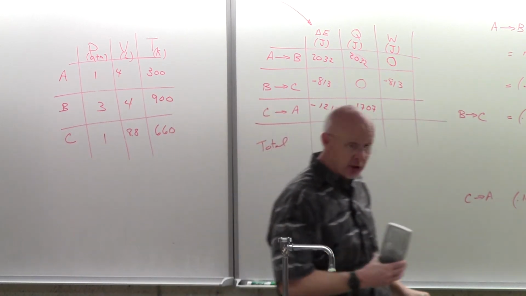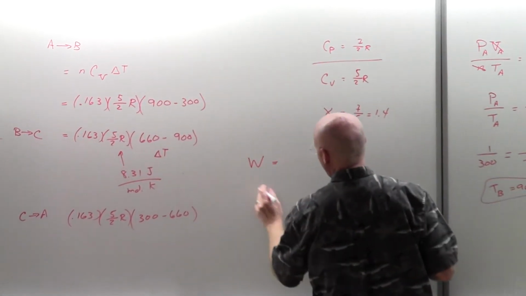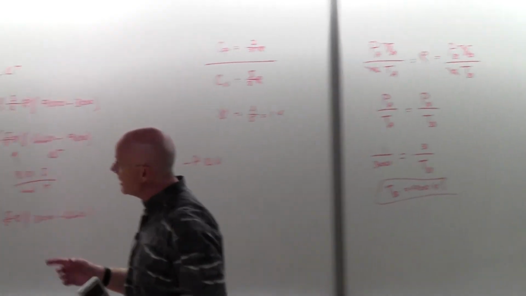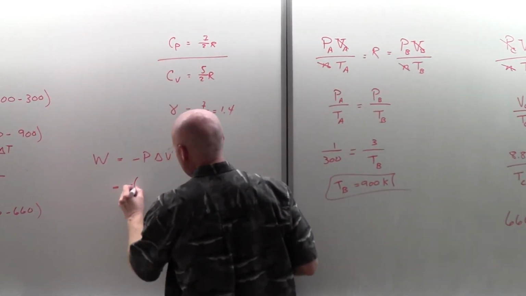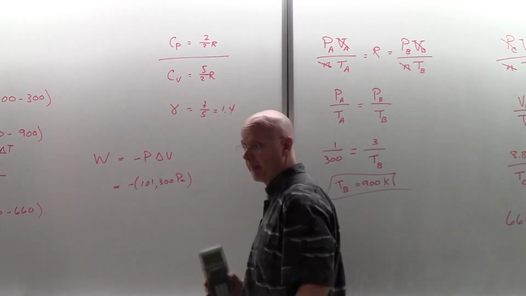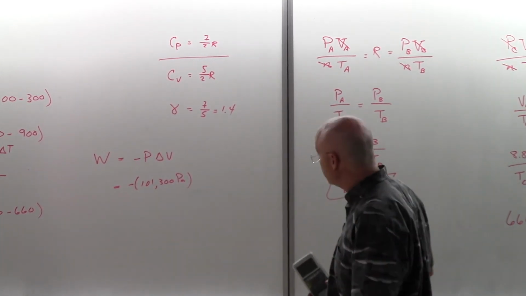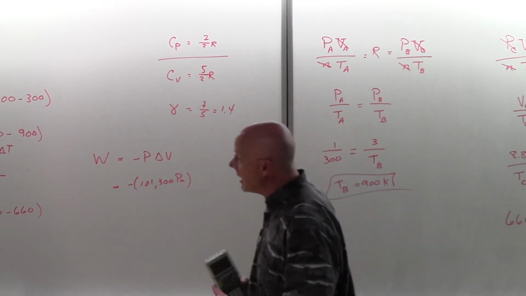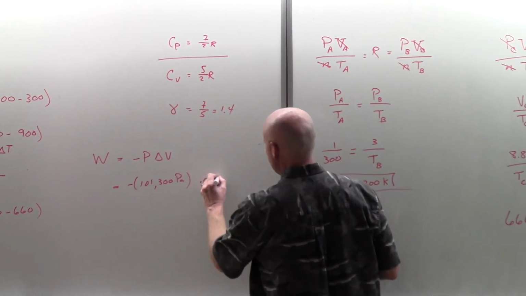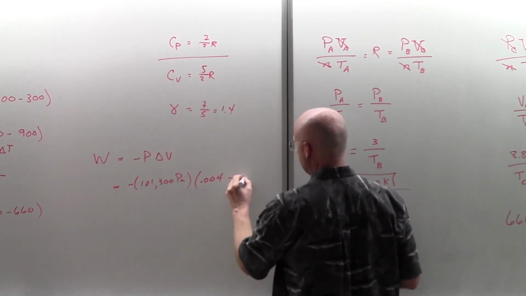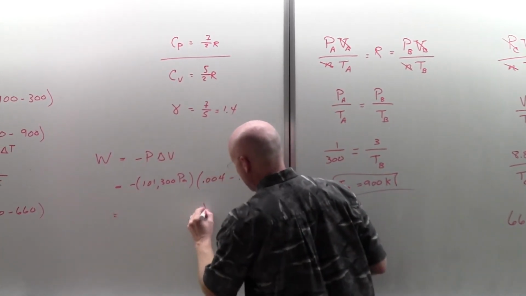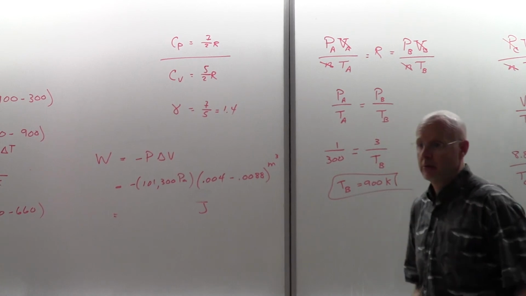As you said, I can calculate the work. Work would be minus P delta V. So during this process, I have a pressure of 1 atmosphere. And again, for things to come out in joules, let me put that as pascals. Okay? And so there's my pascals. And then my change in volume is final volume, which is 0.004 minus 0.0088 cubic meters, so that my work will come out in joules.